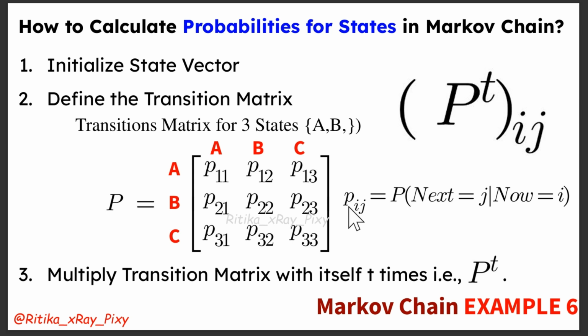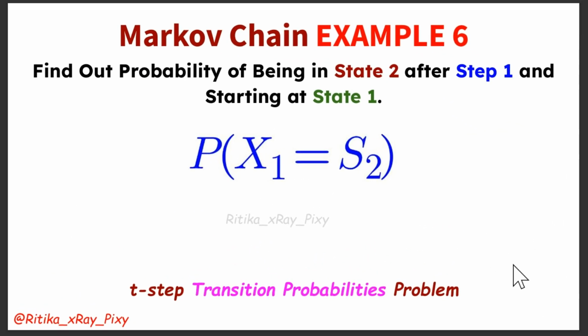Done. After this we define the transition matrix to show the probabilities of moving between states. For example, in a three-state Markov chain, we have three states A, B and C. So row 1 represents the probability of moving from state A to states A, B, and C. Row 2 represents the probability of moving from state B to states A, B, and C. And row 3 represents the probability of moving from state C to states A, B, and C. After this, we will multiply the vector by the transition matrix. Done.